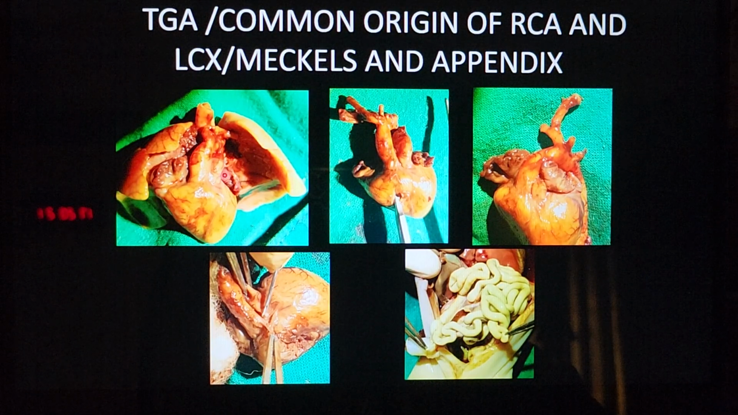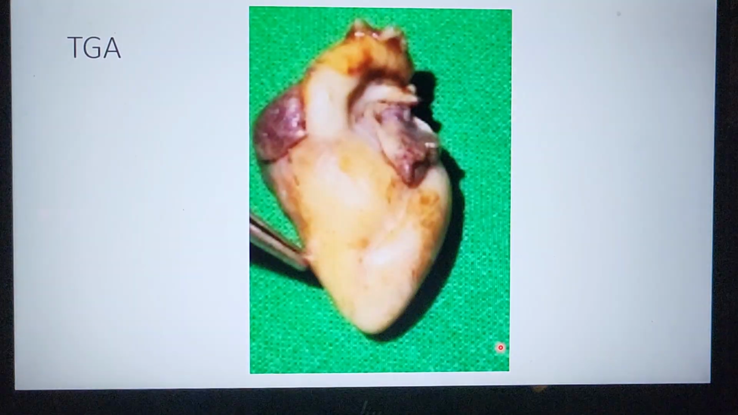So you can see that there is loss of crisscross. Both vessels are parallel to each other. The aorta is anterior, the pulmonary artery is posterior. Okay. Also this autopsy showed that there was a coronary anomaly. The LCX and RCA had a common origin, and also we could see Meckel's and the appendix in this autopsy. So that's the transposition of great vessels shown to you in detail.